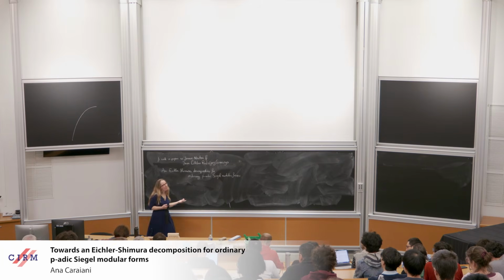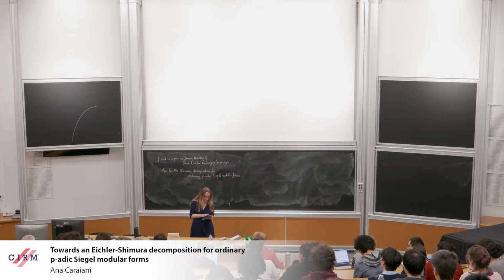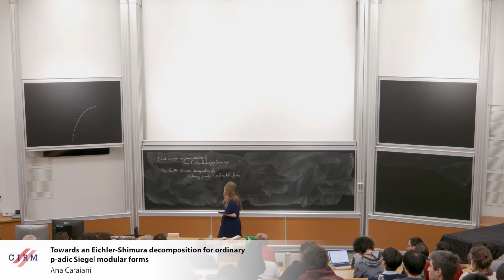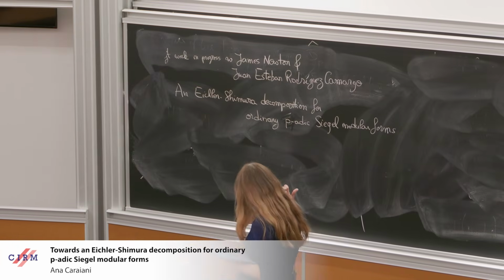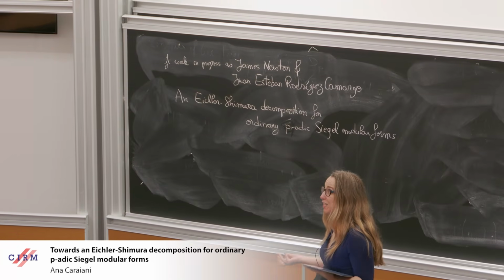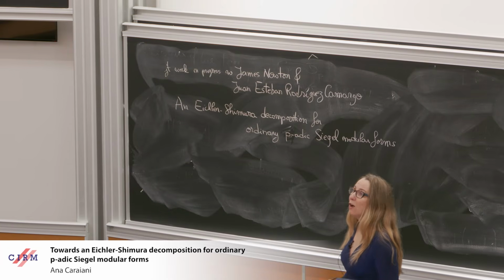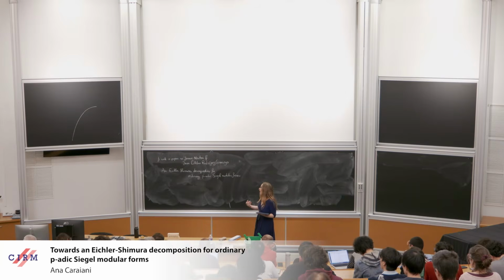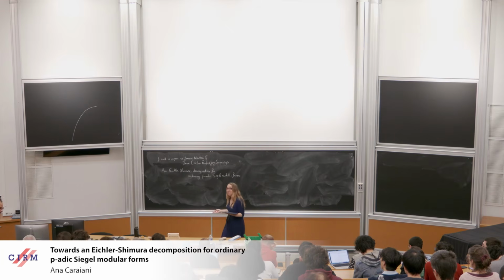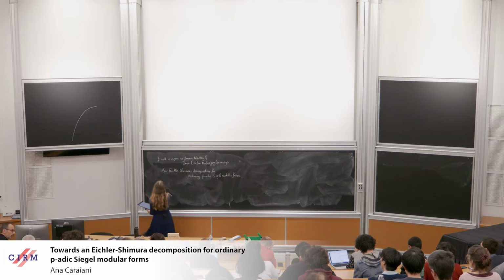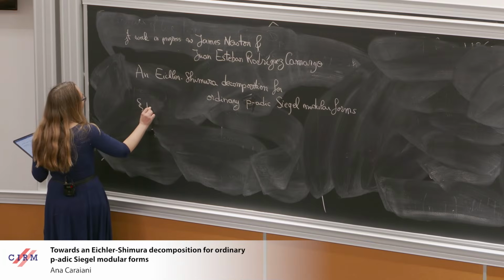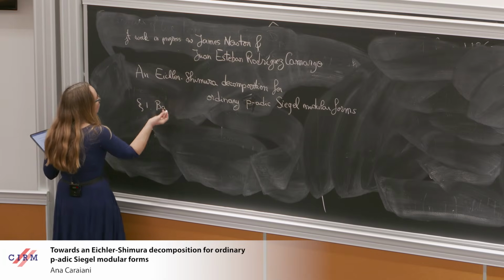All right, so the goal is to discuss joint work in progress with James Newton and Juan Esteban Rodriguez Camargo. The point of this project is to try to compare two different definitions of ordinary p-adic Siegel modular forms. One defined using completed cohomology and one defined from the coherent cohomology of Shimura varieties. And I'm just going to start with some background and motivation from the case of the modular curve.